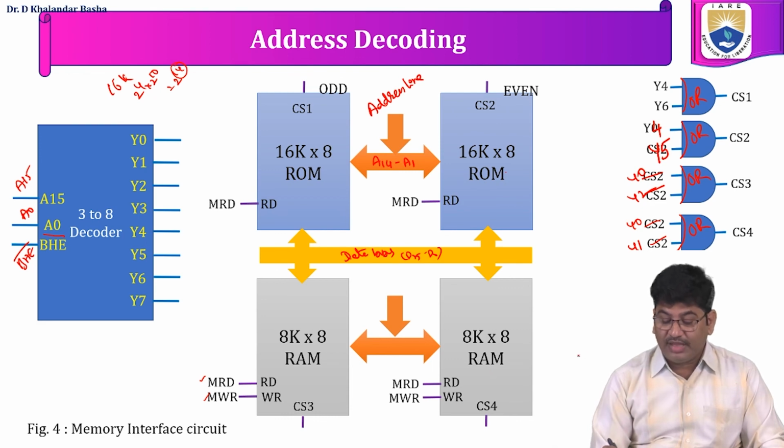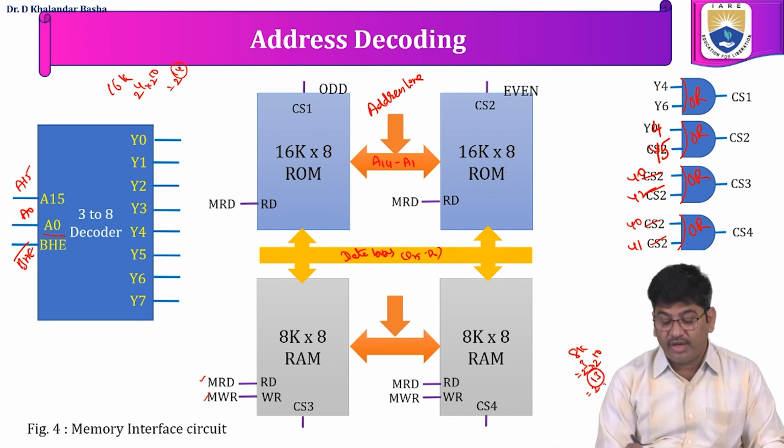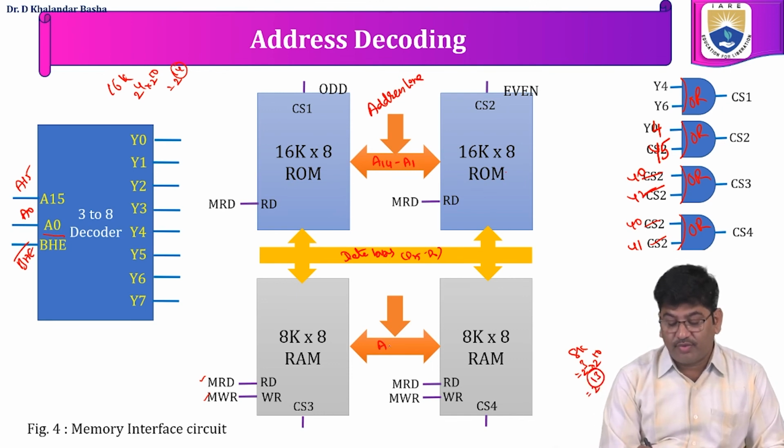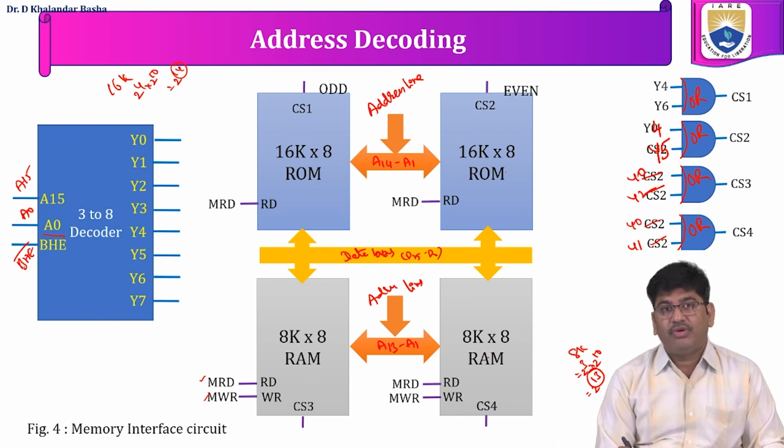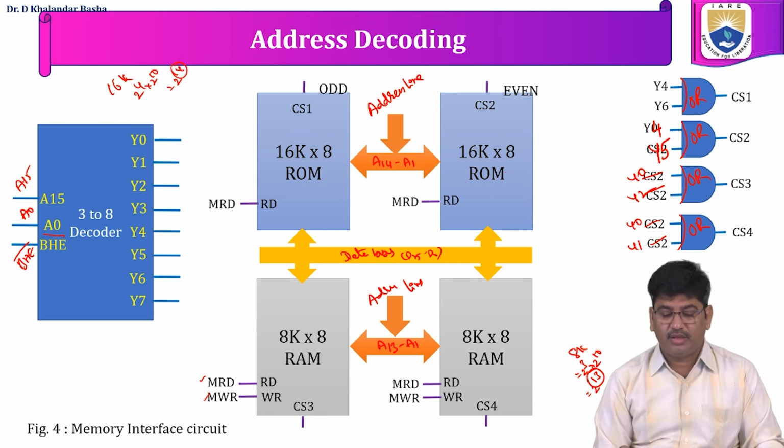Corresponding to RAM, as it is 8K, the number of address lines required is 2 power 13. That is, 13 address lines are required. So here the address lines from A13 to A1 we are going to take for accessing any one of the RAM memory locations. However, A0 is used for differentiating whether it is even address bank or odd address bank.